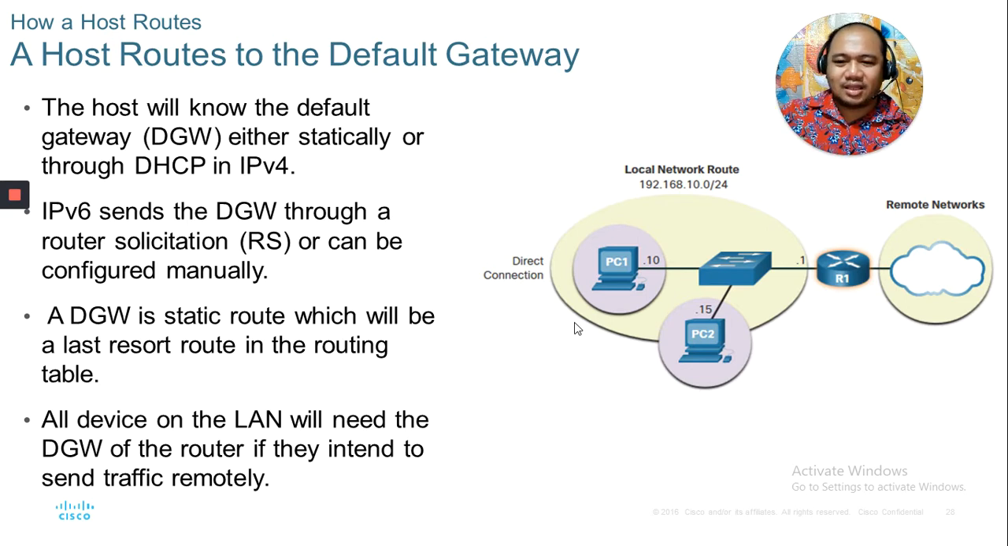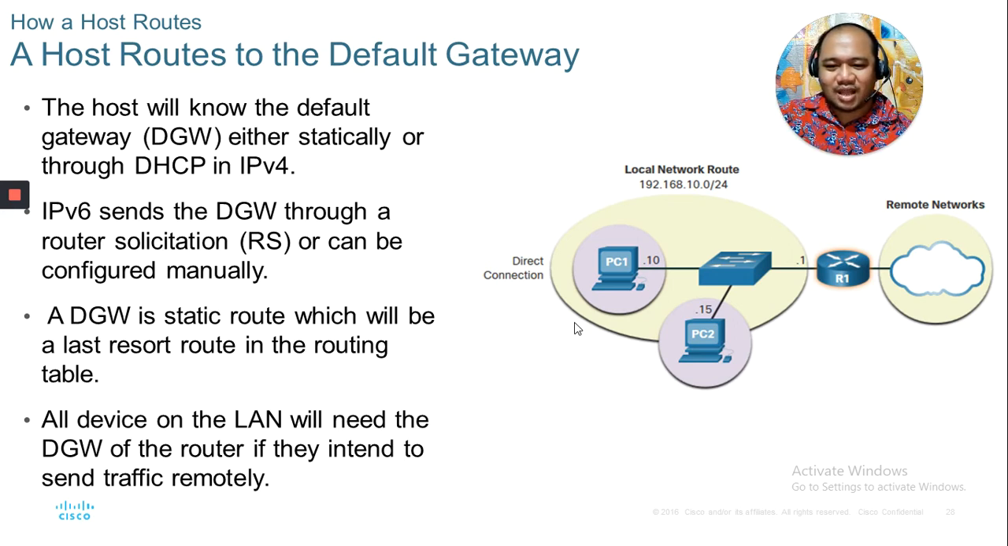IPv6 sends a default gateway through a router solicitation, or RS, or it could be configured manually. A default gateway is a static route, which will be the last resort route in a routing table. If you're using the default route, we will demonstrate that later using the 0.0.0.0 address.